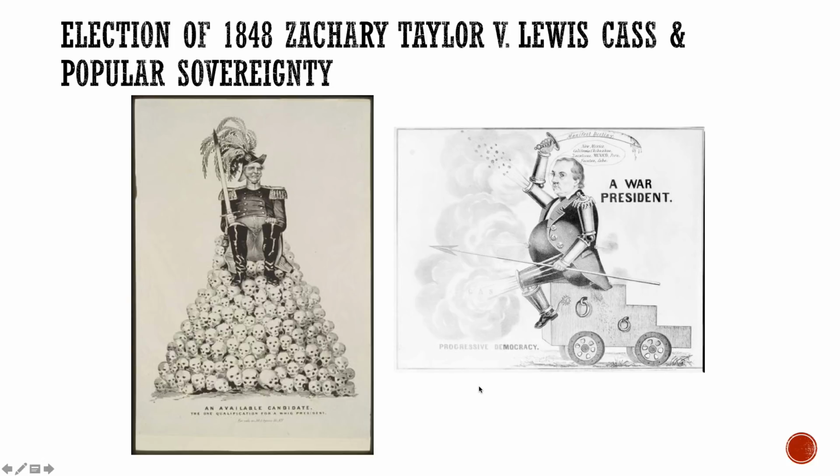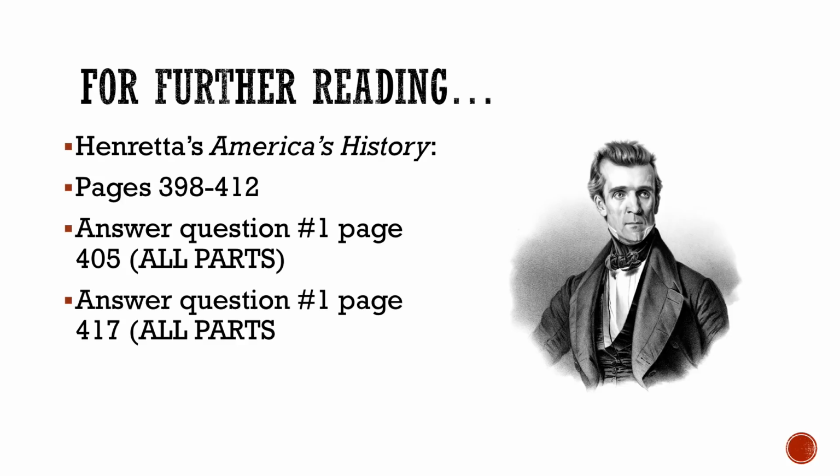That's kind of funny. Both these presidents are basically warmongers, but Zachary Taylor will win. But it's going to lead to a very, very, very volatile moment in our history within 2 years of Zachary Taylor's presidency. But we'll talk about that in class. Although, in our book, you can read about it, 398 to 412. You'll read about the Compromise of 1850. But I do want you to go to page 405, and I want you to answer question number 1, all parts. And I want you to go to page 417 and answer question number 1 again.